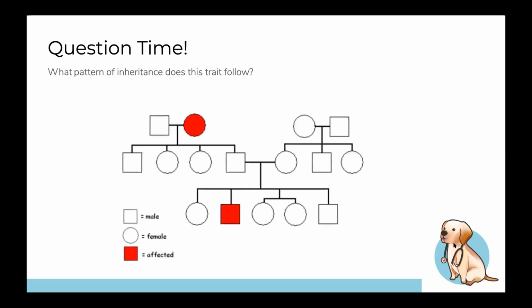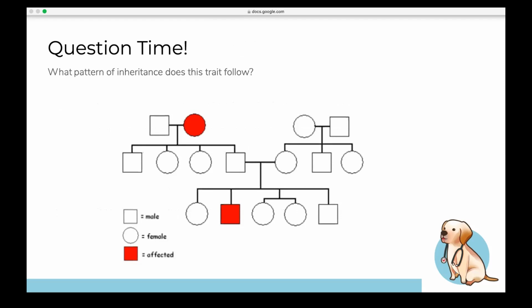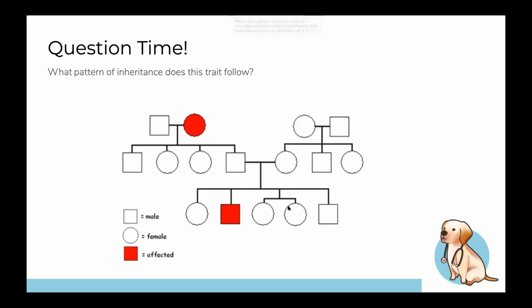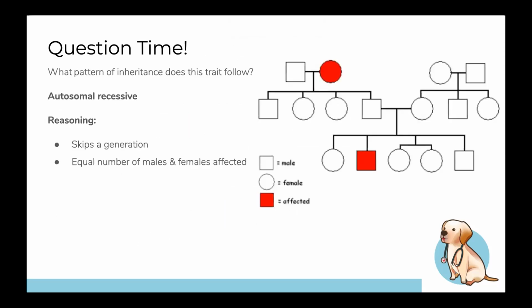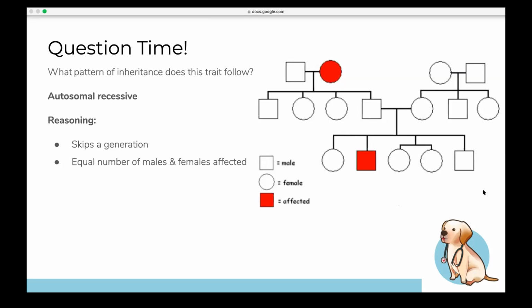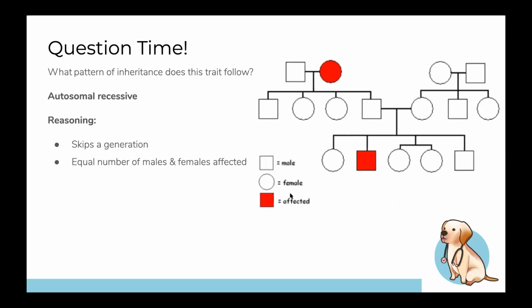So quick question, and I think it's the last one as well. What kind of inheritance does this trait follow? Yep, perfect. So autosomal recessive, sounds good. The reasoning behind this is just because it skips a generation and there's an equal number of males and females affected. And you guys will get a few more examples of these in your active learning as well.